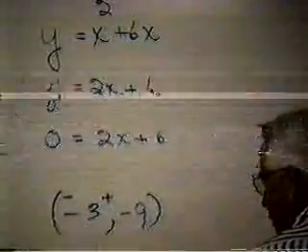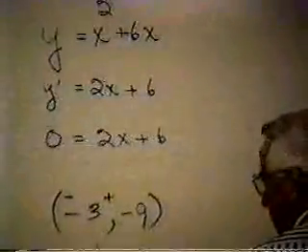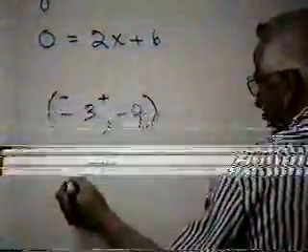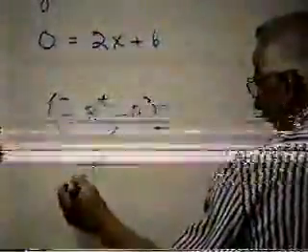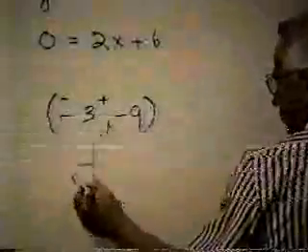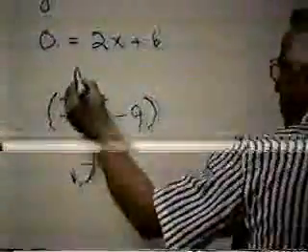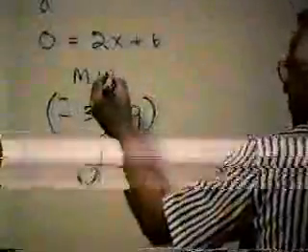That means now, graphically, let's just look at the sketch right here. Over here at (-3, -9), on this side of -3 we have a negative slope, and on this side of -3 we have a positive slope. Therefore, the curve has to come like that. Therefore, this is a minimum. And that's how you work max and minimum.